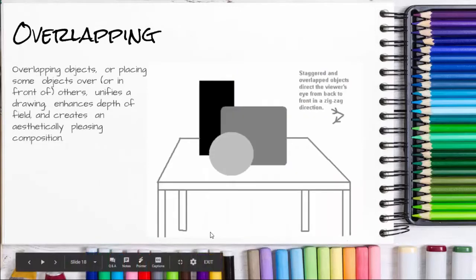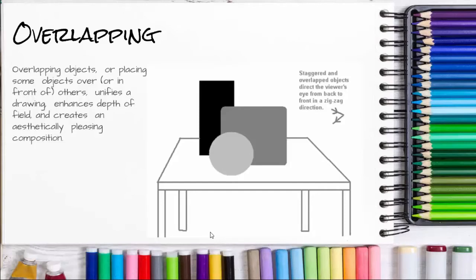Here's an example of how you can overlap things. Let's just say we have a random arrangement of things on a table. It usually unifies a drawing. It gives you a sense of depth. You feel like it goes back. It has a 3D element to it, and it just generally looks good.